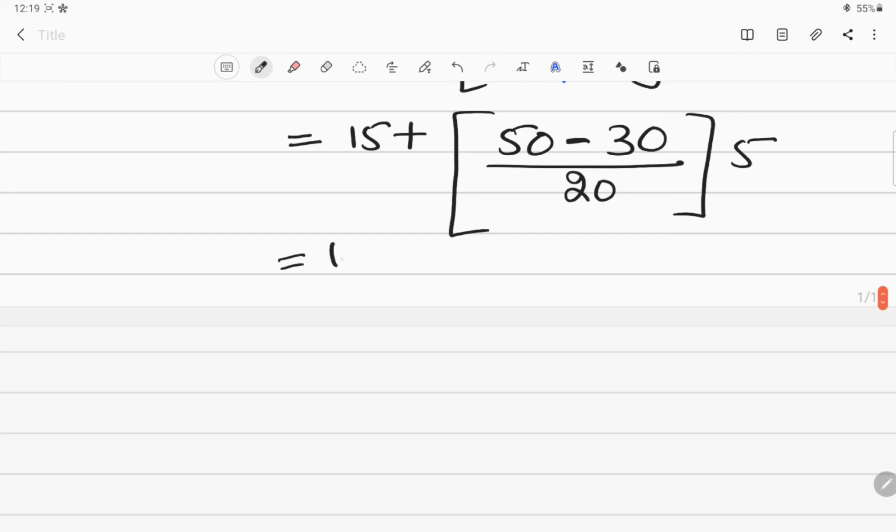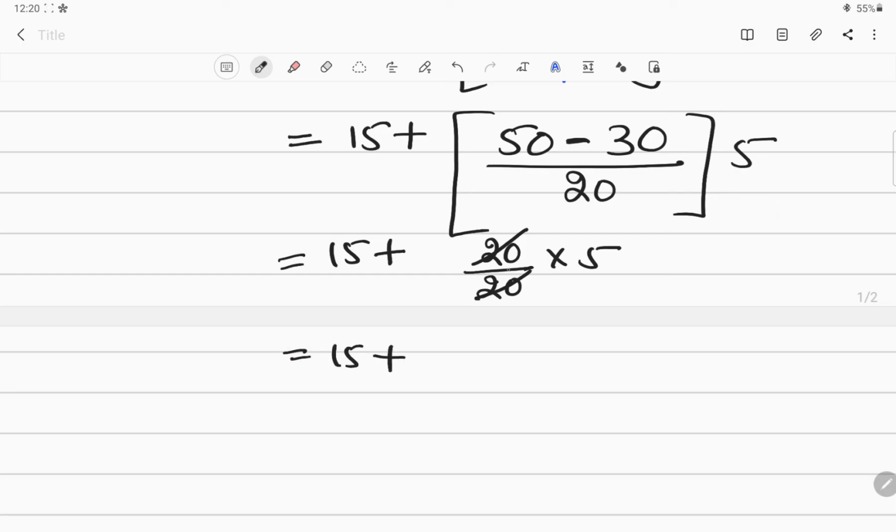Now how much does it become? It becomes 15 plus, then 50 minus 30 is 20, so 20 divided by 20, into 5. Then the 20s get cancelled. Now 15 plus 1 into 5 is 5, and 15 plus 5 is 20. So the median is going to be 20.